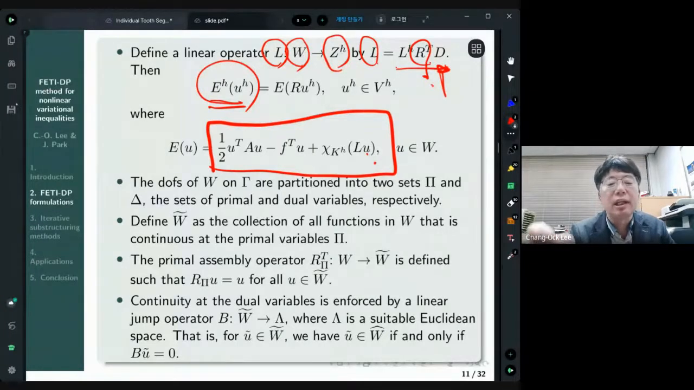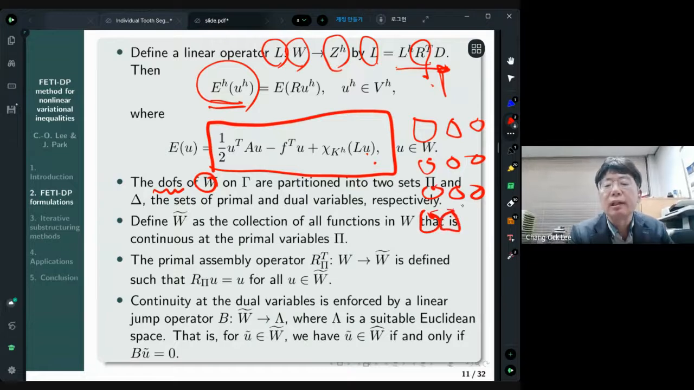notations for discretizations. So now we consider the degrees of freedom of W. W is actually just a collection of finite element spaces on each subdomain. Okay, this is a collection of finite element spaces on subdomains. So in this case, we have two subsets, the capital pi and the delta. So capital pi is called the primal variables, and the delta is the dual variable.